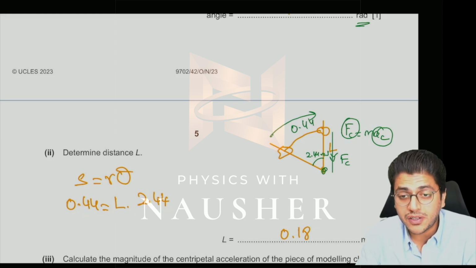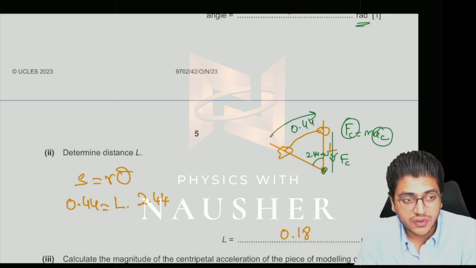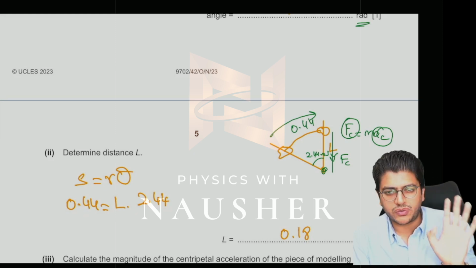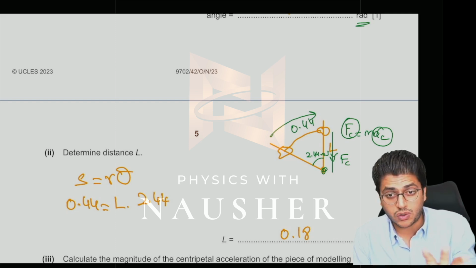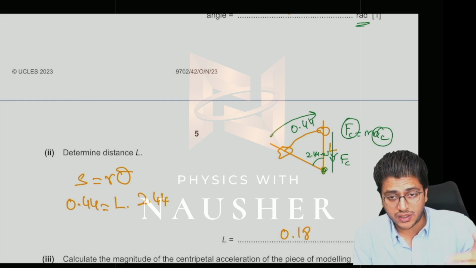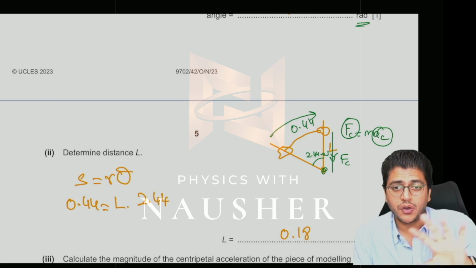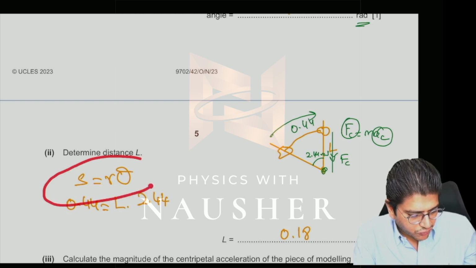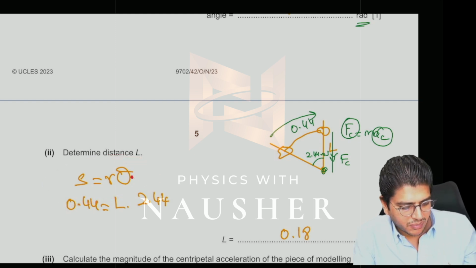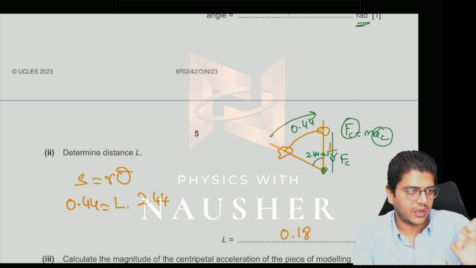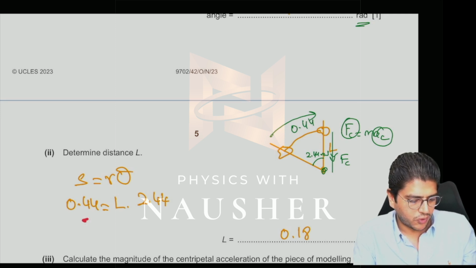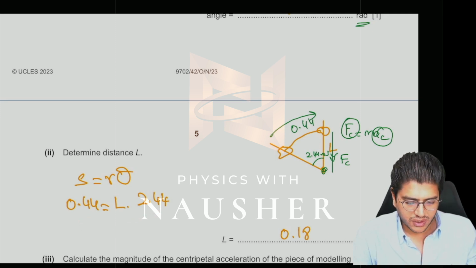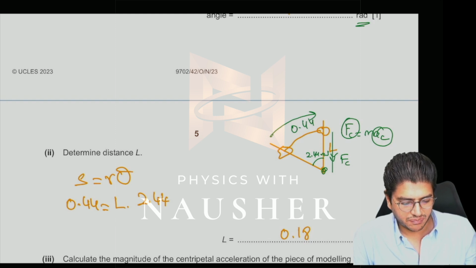You don't need the radian mode, don't get me wrong. Your calculator will be in degree mode. Radian mode is only needed for math. This is not a math paper. Remember, bio kids also give this exam. So radian mode is not needed; you will remain in degree mode. But for this formula, you must remember that the angle has to be in radians. It cannot be in degrees. So 0.44 divided by 2.44 will give you 0.18 meters.